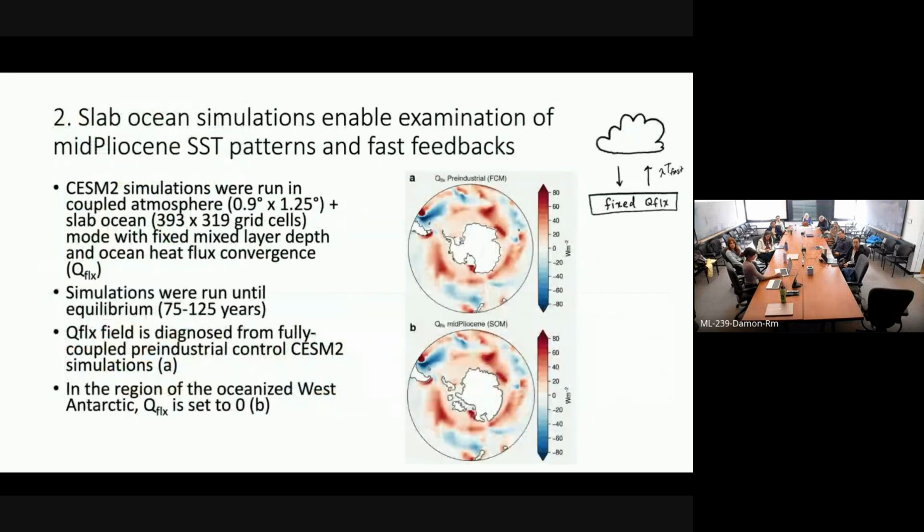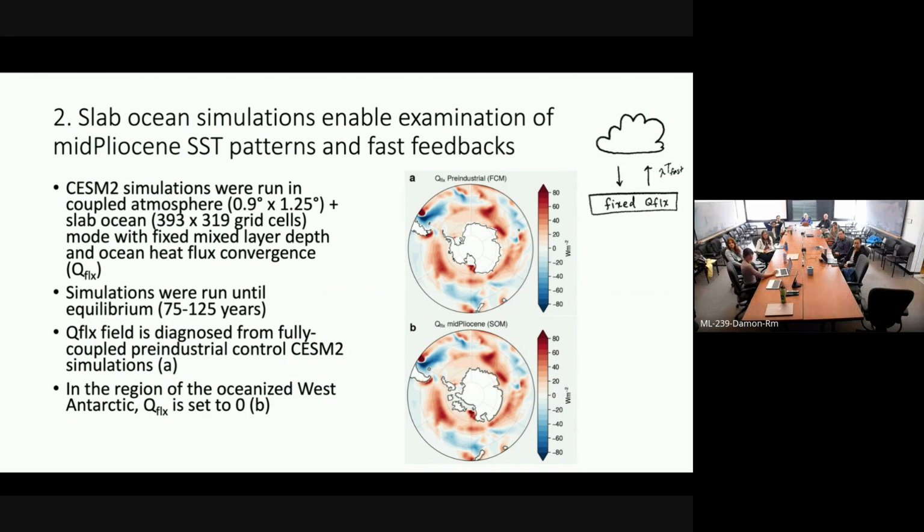Okay, so moving on, now that we have the radiative forcing, we want to know what the feedbacks are. So from here, we ran a series of slab ocean simulations, also in CESM2. And we have a coupled atmosphere and a slab ocean with fixed mixed layer depth and ocean heat flux convergence, which we have diagnosed from the respective fully coupled pre-industrial control run.